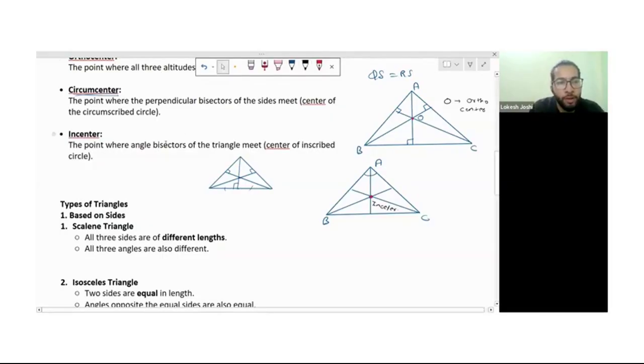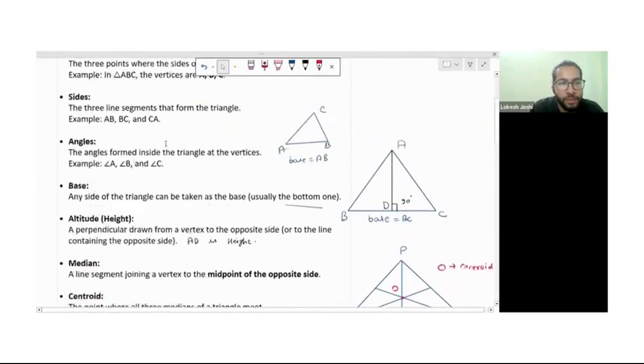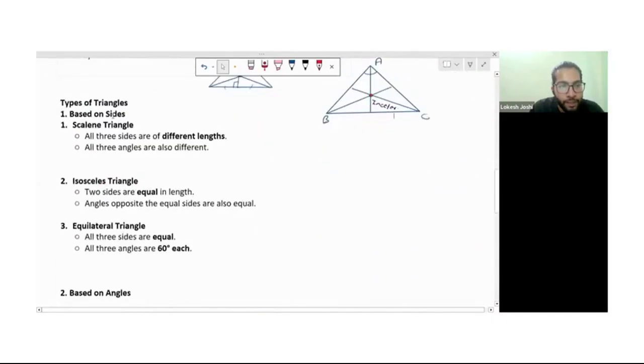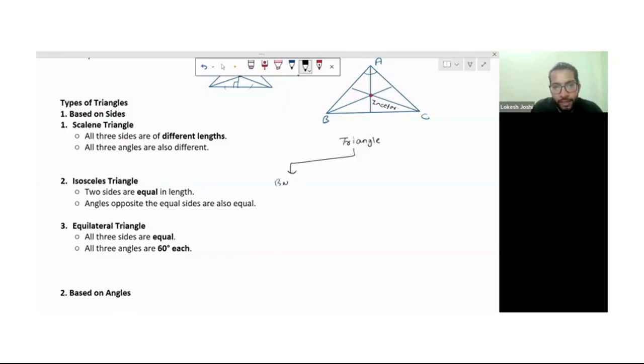So that's all about the basic properties and the terms associated with the triangle. Now we can look at the types of triangles. Suppose we have to cover triangles, then there are some criteria by which we can classify them, like based on sides. I am making a flowchart for you, and another criterion is that we can differentiate between them based on angles.